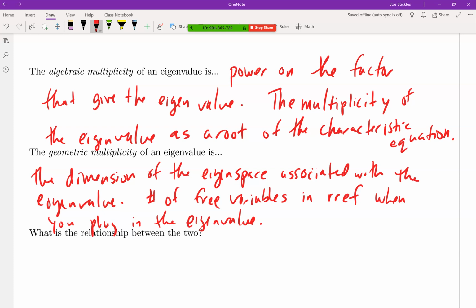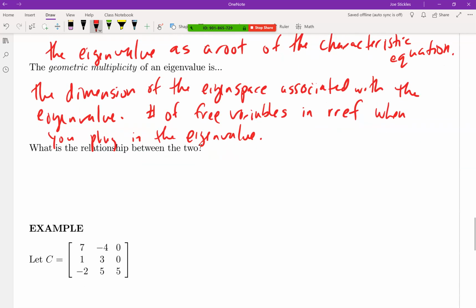And so the number of free variables gives you the dimension of the eigenspace. So in the previous example, with the eigenvalue 2, it had algebraic multiplicity 1. It also had geometric multiplicity 1. For the eigenvalue 3, we had multiplicity 2 algebraically and geometrically. Now the relationship between the two of these is that your algebraic multiplicity, we're not going to prove this, is always greater than or equal to the geometric multiplicity.